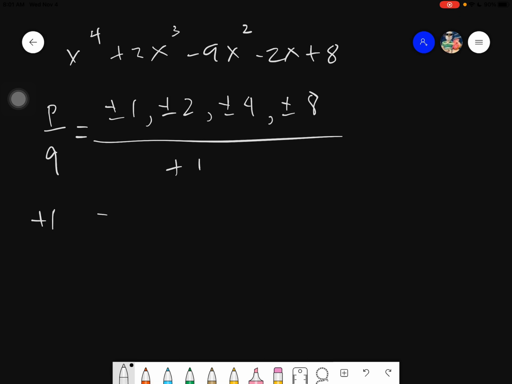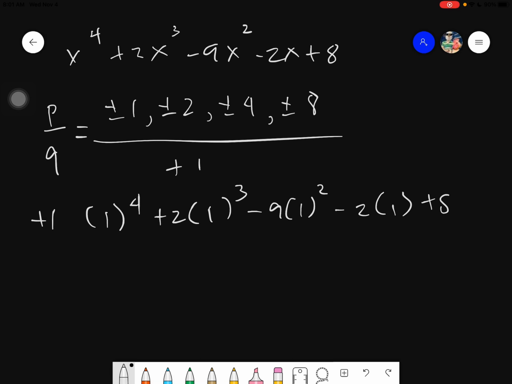Okay, using my calculator na lang. So it's just simply like this. So you will have 1 raised to 4 plus 2 times 1 raised to 3 minus 9 times 1 squared minus 2 times 1 plus 8. The answer is already 0.